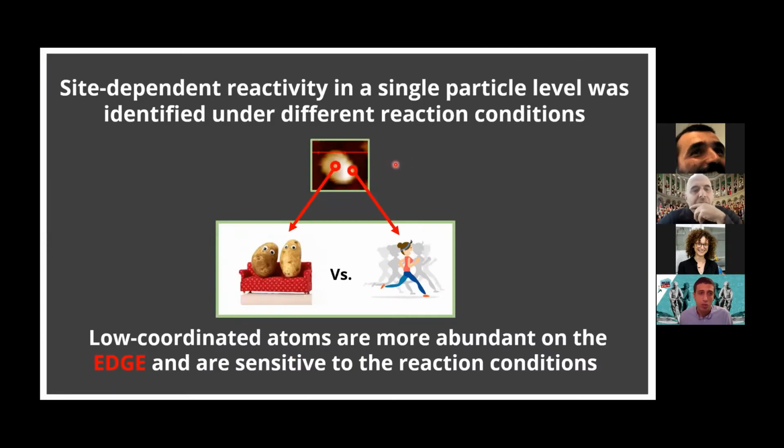Now, I just want to sum up this part. I've shown you that side-dependent reactivity at the single particle level actually exists, and we can visualize it under different reaction conditions. More importantly, the conclusion is that low coordinated atoms are more abundant on the edges of the particle, in analogy to what you see here, and they are sensitive to the reaction conditions.